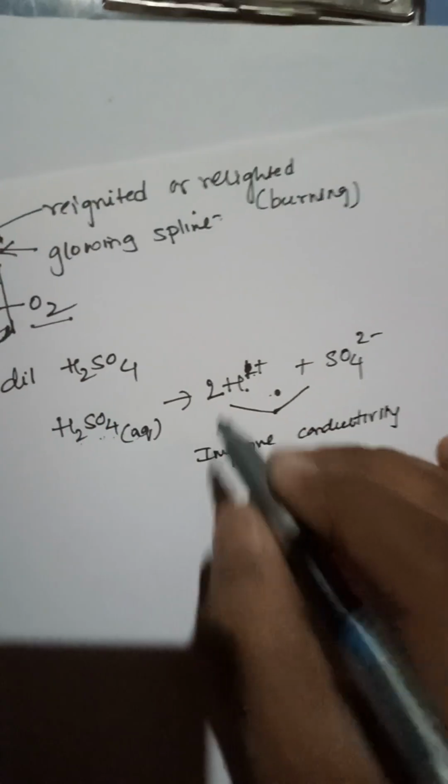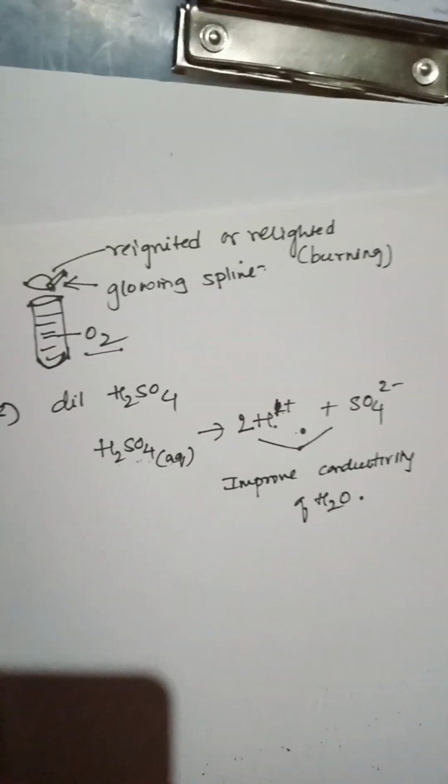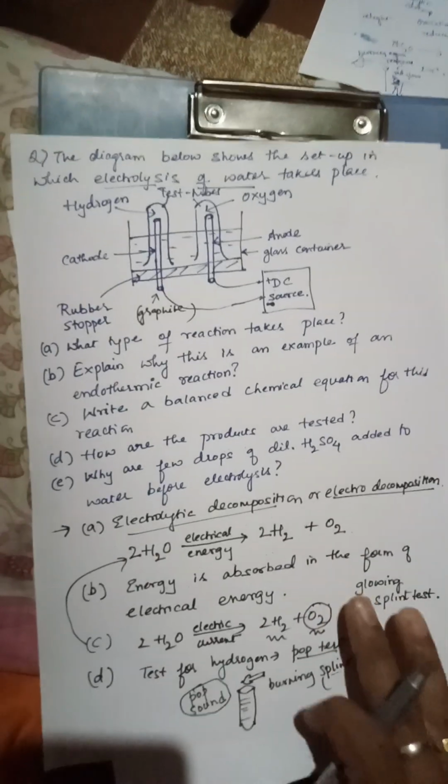That's why few drops of sulfuric acid are added before the electrolysis process. So we have answered all the 5 sub questions.